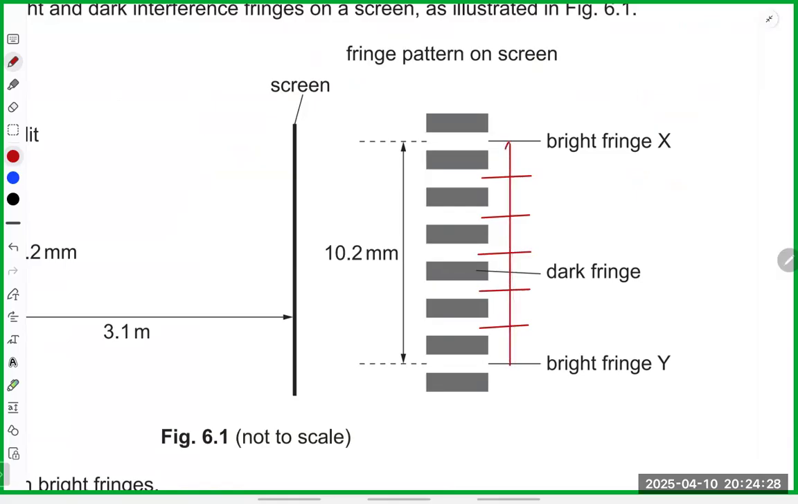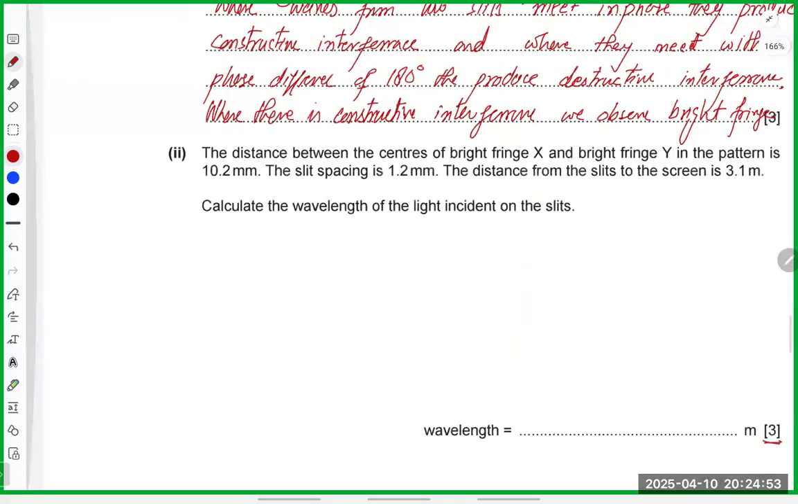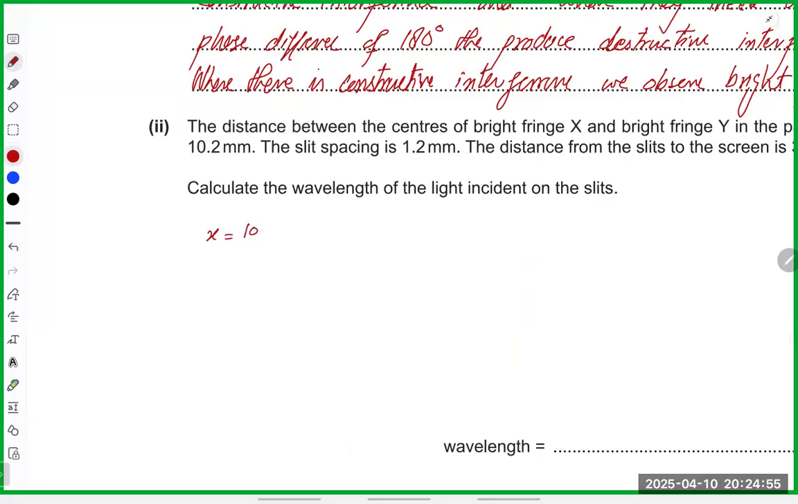How many fringe separations are there? You will divide 10.2 by the 6, no? Yes, it is like spacings. Don't count the fringes. We only count the spacing. One, two, three, four, five, six. So fringe separation is 10.2 divided by 6, that becomes 1.7 millimeter.